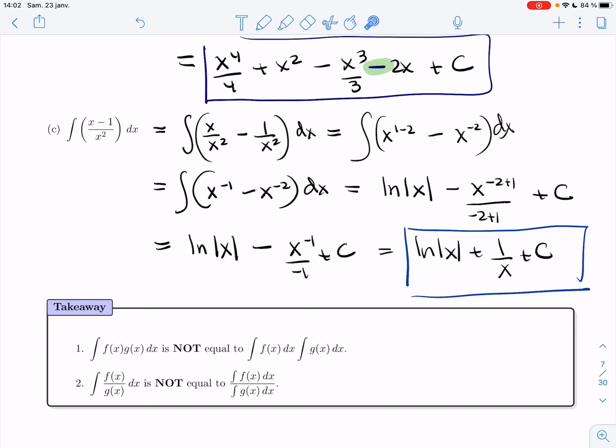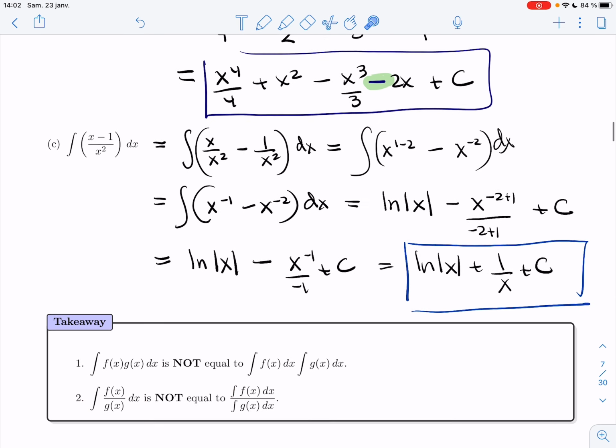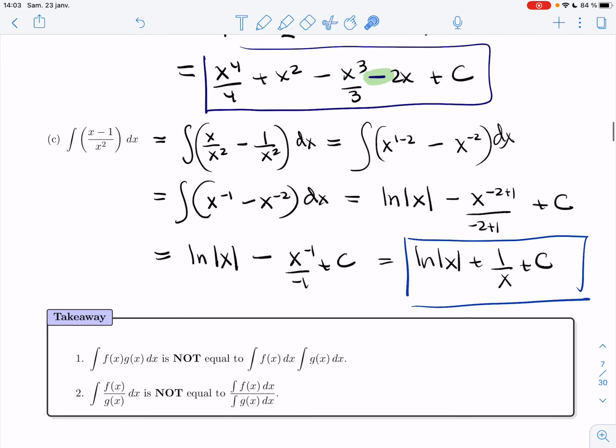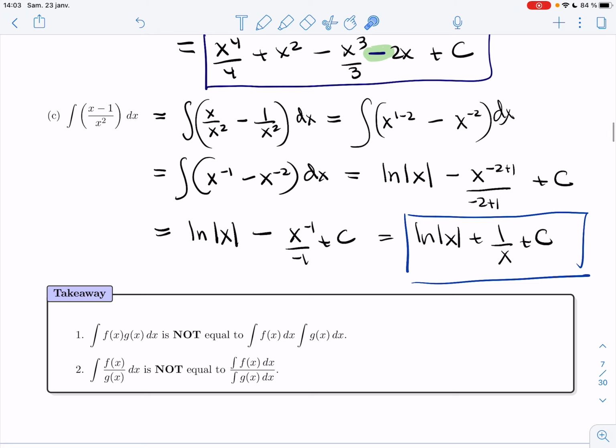All right, so take away from this, the integral of f of x times g of x is not equal to the product of the 2 integrals. It cannot do this. Same thing for quotient. The integral of a fraction is not the fraction of the integrals. So whenever you have something like this, at this point, all we could do is use algebra to rewrite it and then use the basic rules. In the next couple of sections, we'll see how to handle products in a different way.